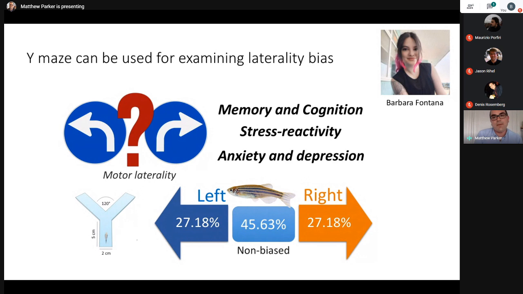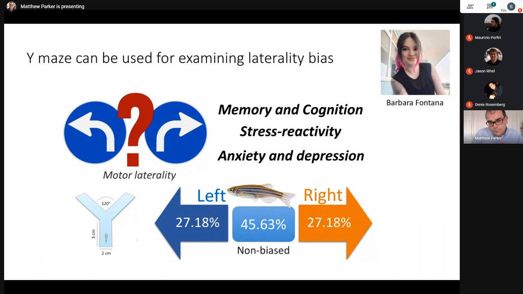So what we wanted to know was whether we could use the Y maze in a useful way to look at alterations within motor lateralities, because it seemed fairly clear that this would be an easy way of picking it up. The first thing that Barbara did was to look at whether zebrafish generally, based on the huge bank of data we had, showed any particular left or right bias. As you can see from these data, the answer is no. Most of the animals, around 45%, show absolutely no bias whatsoever, and the remaining animals are split 30% right and 30% left.